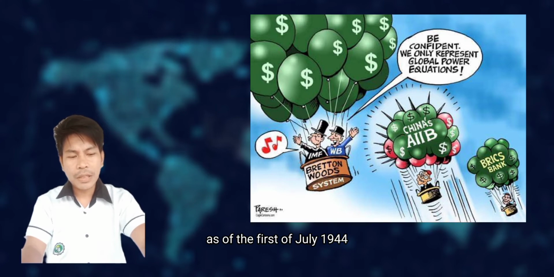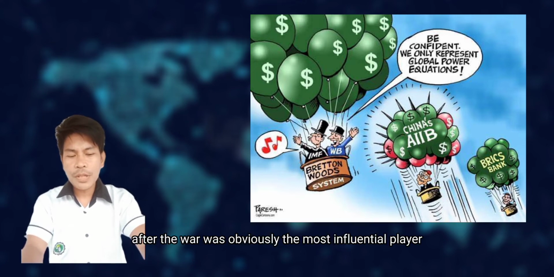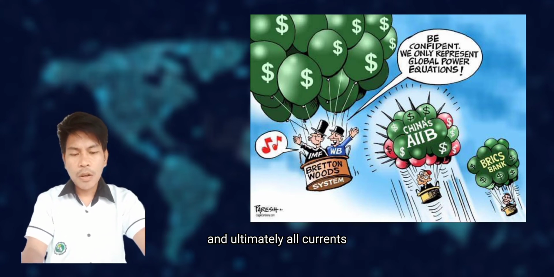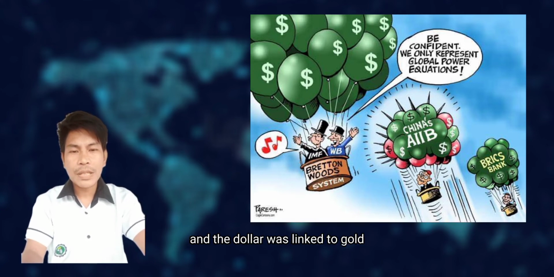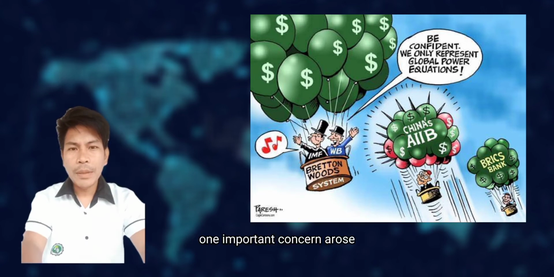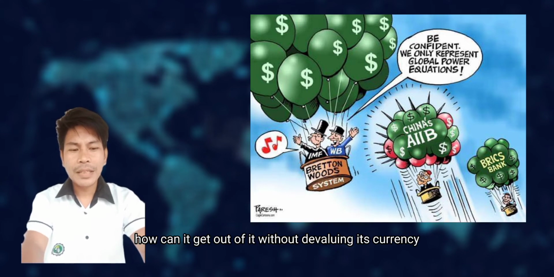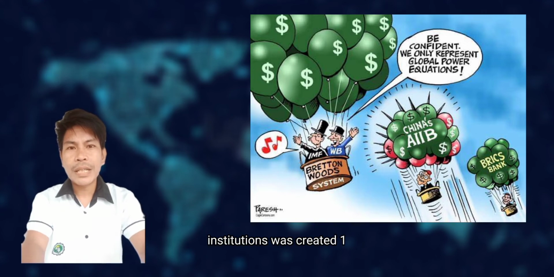of July 1944. The US, which held two-thirds of the world's gold reserves after the war, was obviously the most influential player, and ultimately all currencies ended up linked to the dollar, and the dollar was linked to gold. One important concern arose though: if a country goes through an economic crisis, how can it get out of it without devaluing its currency? To address the issue, two institutions were created.